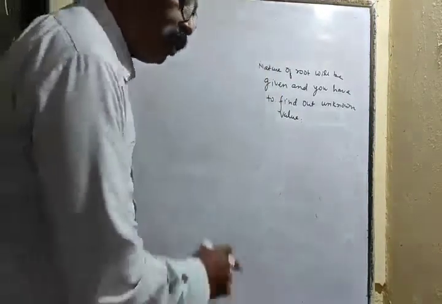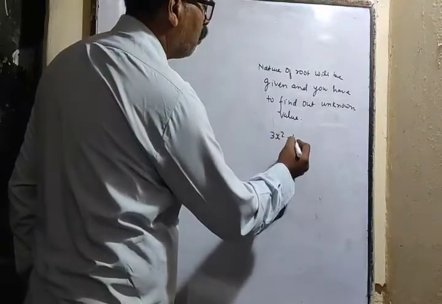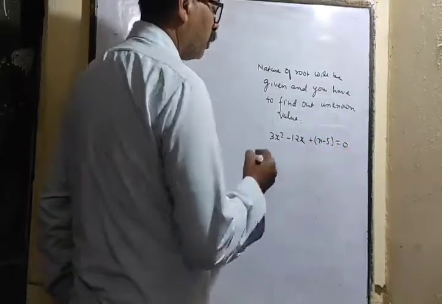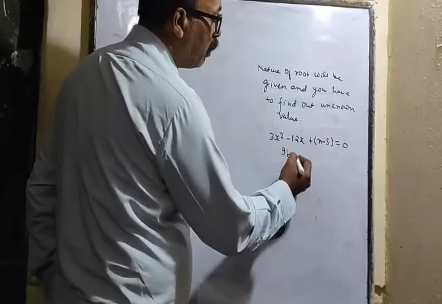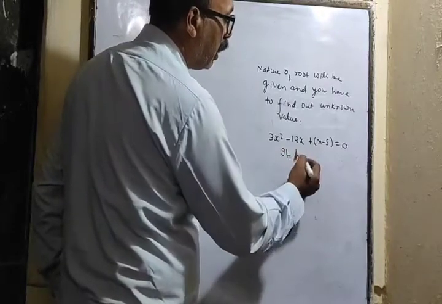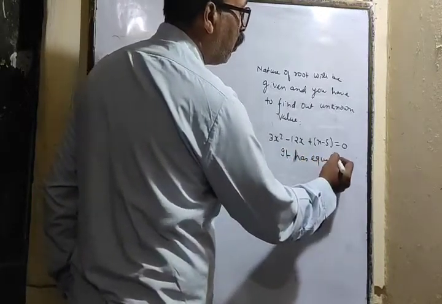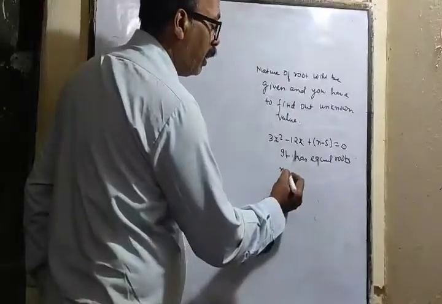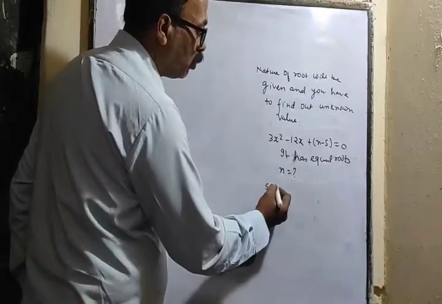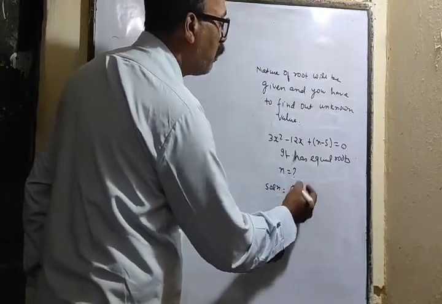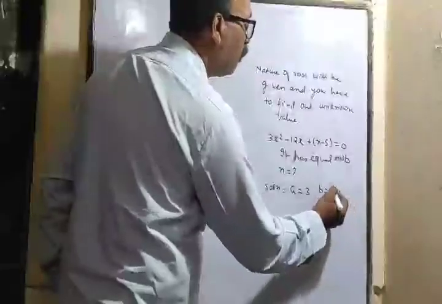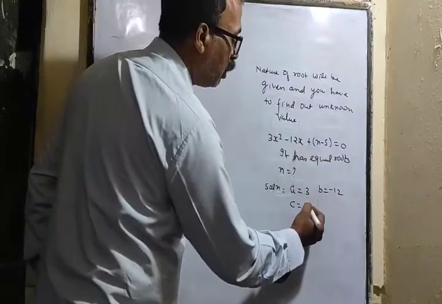Equation is 3x square minus 12x plus n minus 5 is equal to 0. It is given and it has equal roots, and you have to find out value of n. N is equal to how much? So solution set, at first you write how much is the value of a, that is equal to 3, how much is the value of b, that is equal to minus 12, and how much is the value of c, that is equal to n minus 5.